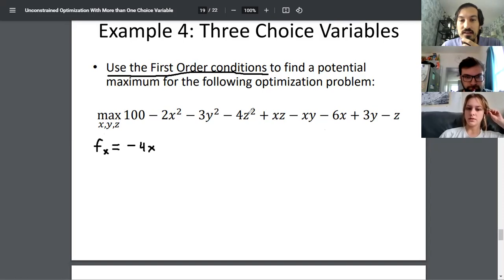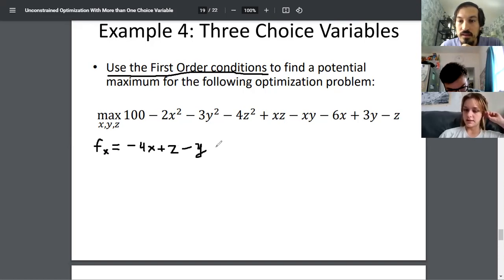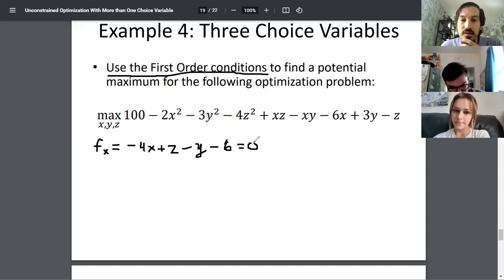Plus, nothing. Plus, this has an x in it, so plus z. Yes, good job. Plus z, minus y. Minus 6. And if we want to make it a condition, say that it's equal to 0. Very good.